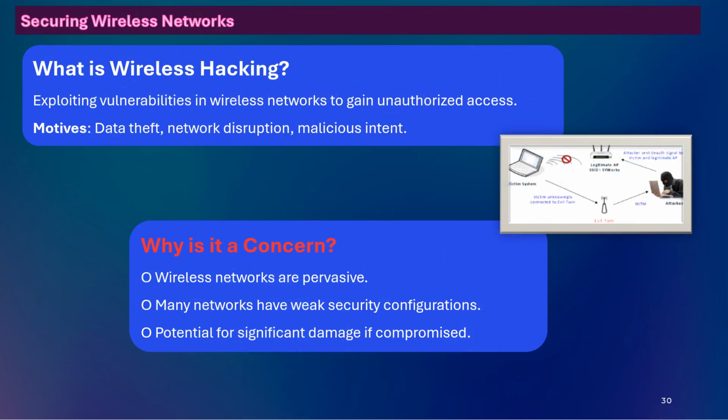Securing wireless networks. Wireless hacking involves exploiting weaknesses in wireless networks to gain unauthorized access. Attackers may target wireless networks for data theft, network disruption, or other malicious purposes. Wireless networks are widely used, but many are poorly secured, making them attractive targets for attackers. Weak encryption, outdated security protocols, and misconfigured access points increase the risk of wireless attacks. Understanding these risks and implementing strong security measures is essential to protect wireless networks from unauthorized access and malicious activities.